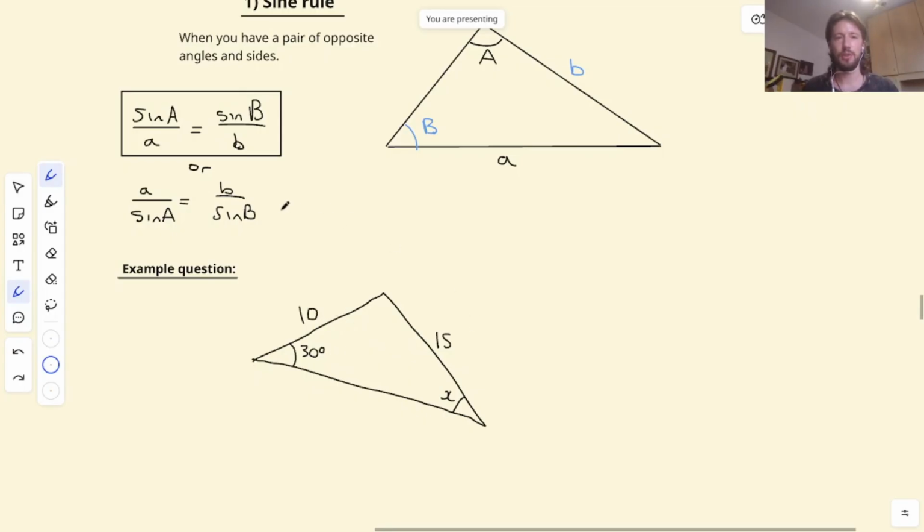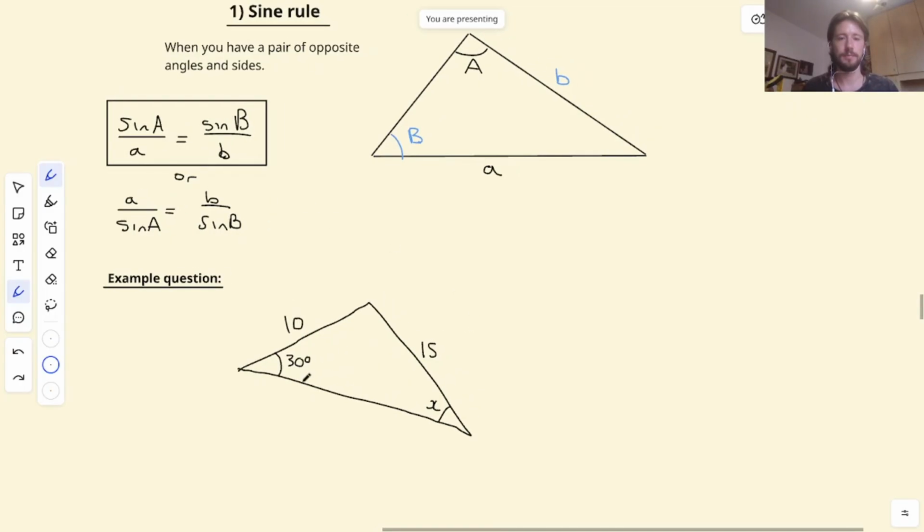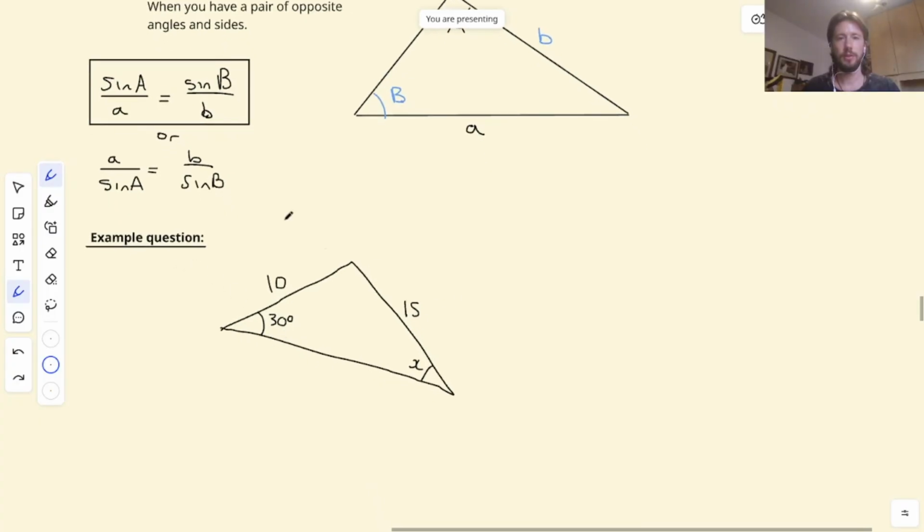And this is an ideal situation for our sine rule. All we need to do is fill in the values. It doesn't matter which we choose as A and B or C. Let's call this angle A. So sine of 30 divided by the side opposite it, 15, should be sine of x divided by the side opposite to it, 10.